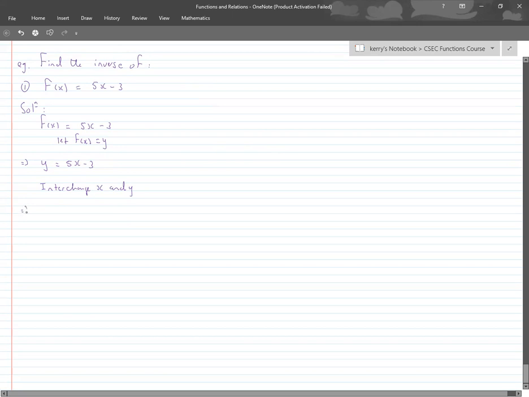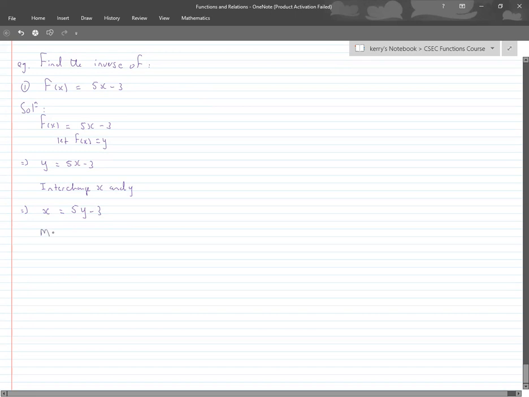So what this becomes is x, because y changes to x, is equal to 5y minus 3. And let's write that back: 5y minus 3. Now this is essentially your output and this is your input. You switch both of them. So now we're going to make y the subject, because we want to know how to get the input given an output.